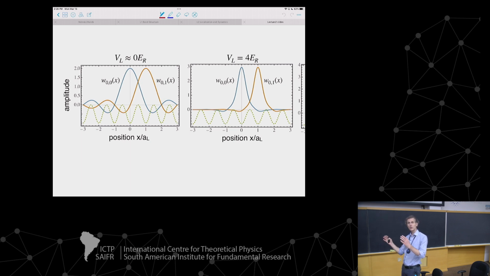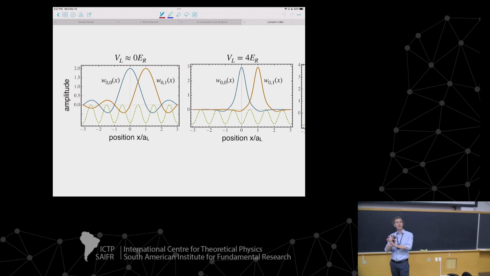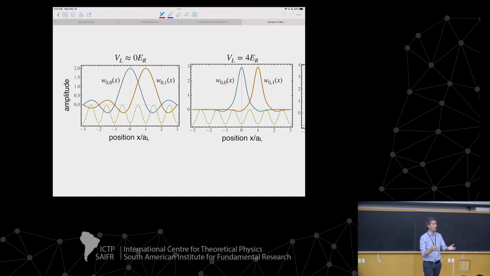So Wannier localized states, they are orthogonal states. And I've created a basis which is now, just like Bloch states, a nice orthonormal basis.